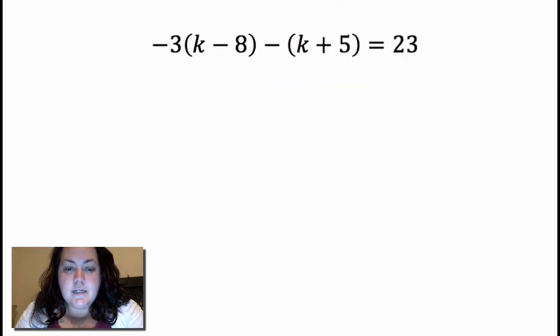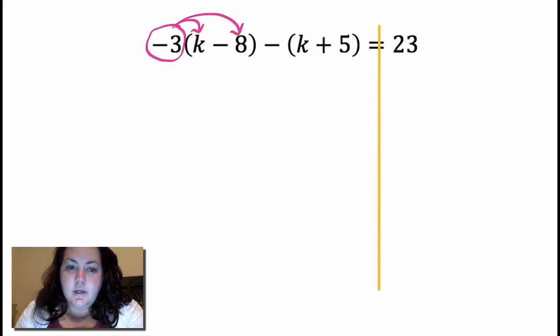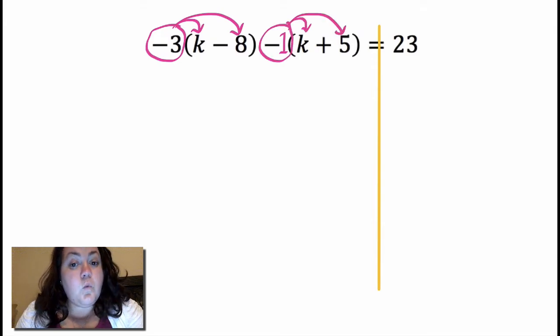Alright, this next example, I'm going to draw my line. On the right side, all I have is a 23. On the left side, I have to distribute. I have to distribute the negative 3. I also have to distribute the negative 1 that's in front of the other set of parentheses.